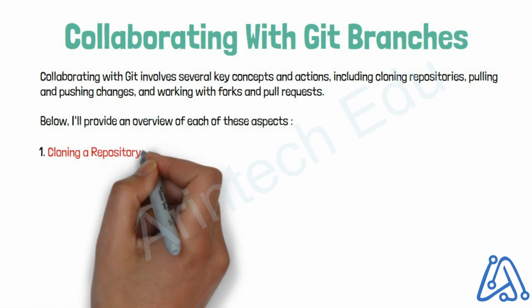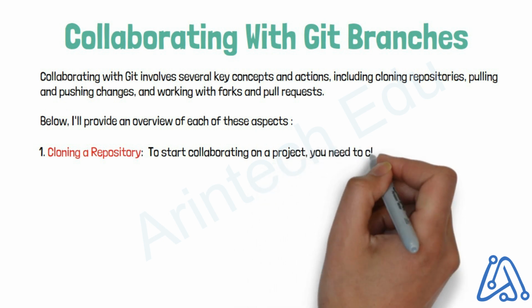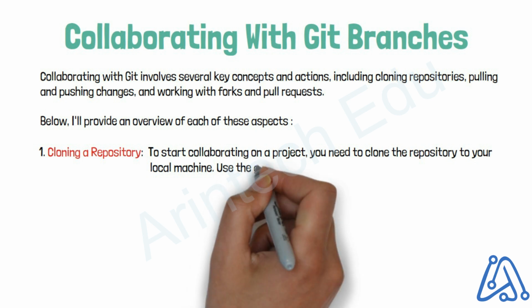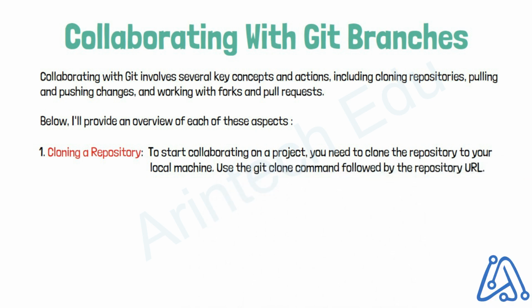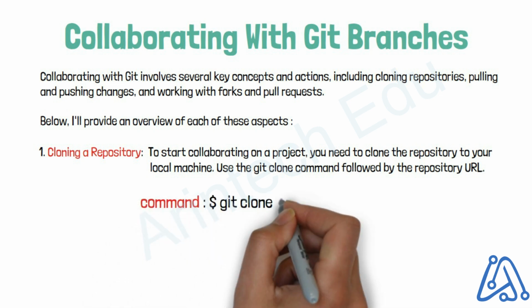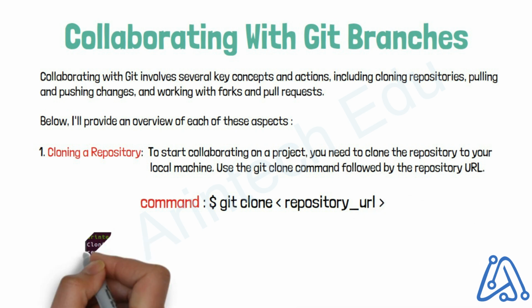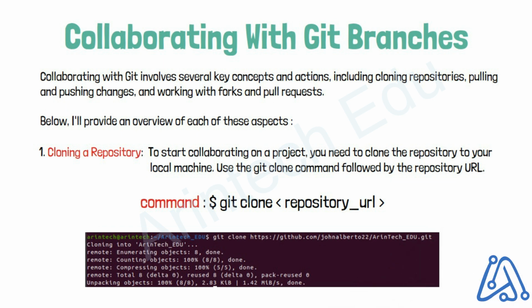1. Cloning a repository. To start collaborating on a project, you need to clone the repository to your local machine. Use the git clone command followed by the repository URL. Command: git clone repository URL. The git clone command is used to create a copy of a remote Git repository on your local machine.